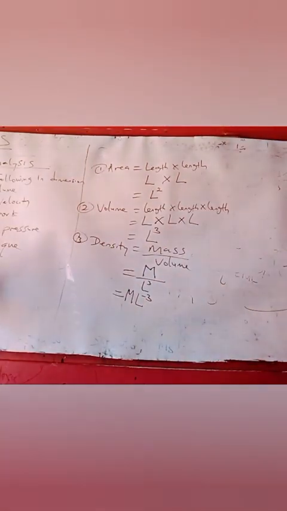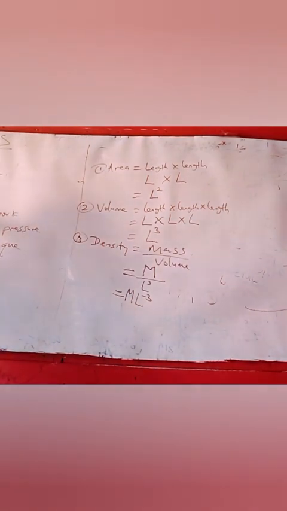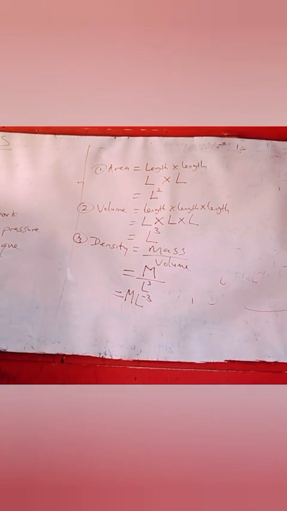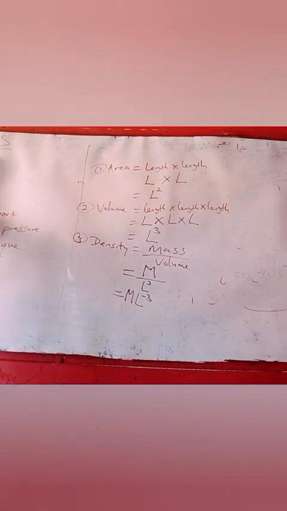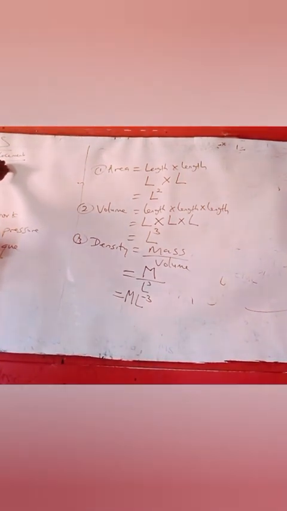The fourth one we have here is velocity. What is velocity? Velocity is defined as rate of change of displacement with time. That is to say, velocity is displacement over the time taken.